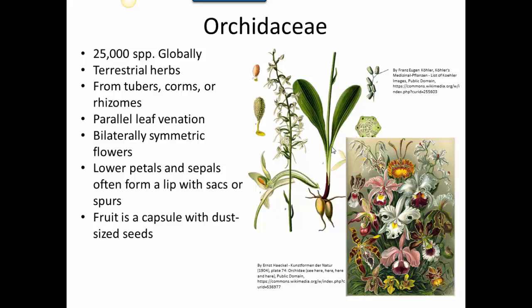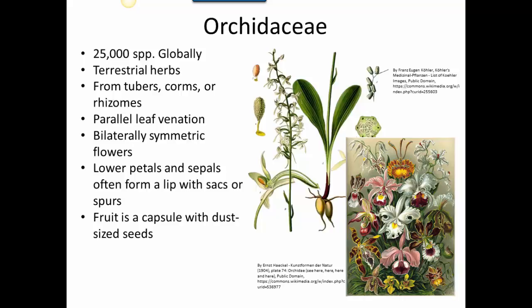Members of this family often have very intricate and showy flowers. That's one of the reasons why people like to grow orchids, because they have such unique flowers, which are bilaterally symmetric. So if we take a look at this drawing down here by Ernst Haeckel, we see that these orchids are all bilaterally symmetric. They only have one plane of symmetry right through the center of the flower.